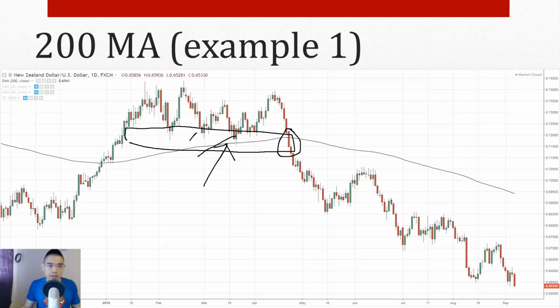Now that the price has traded below the 200 MA, now the price is below the 200 MA.